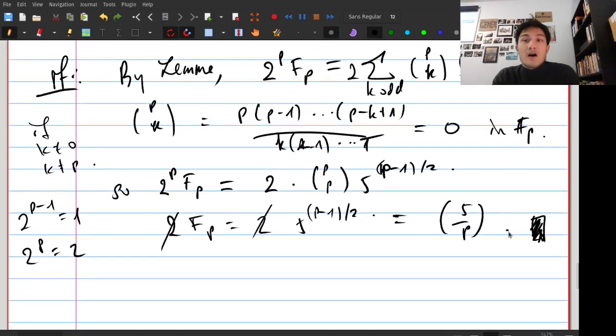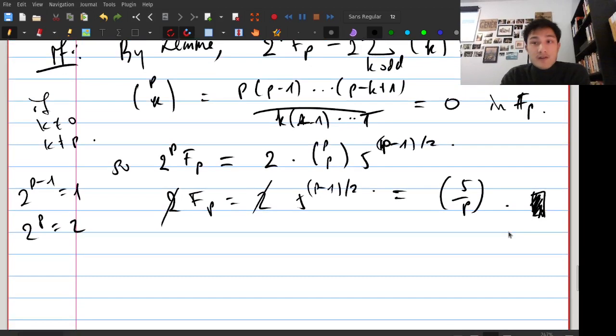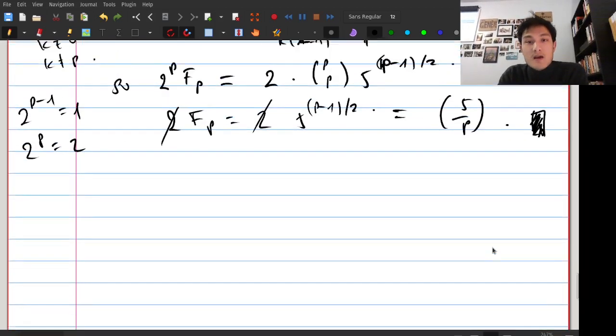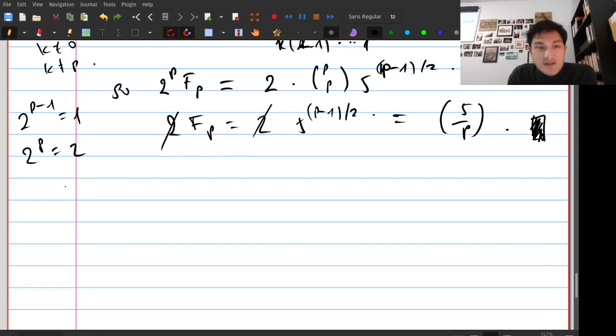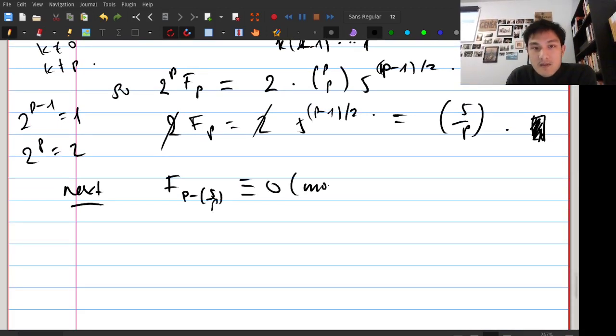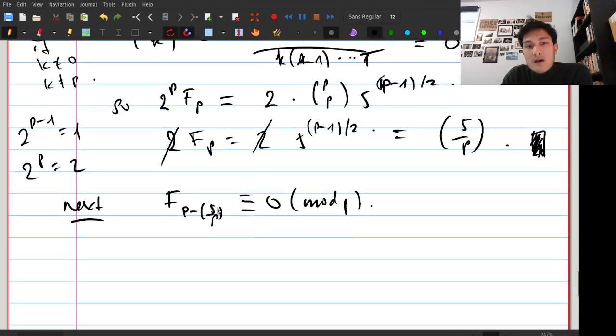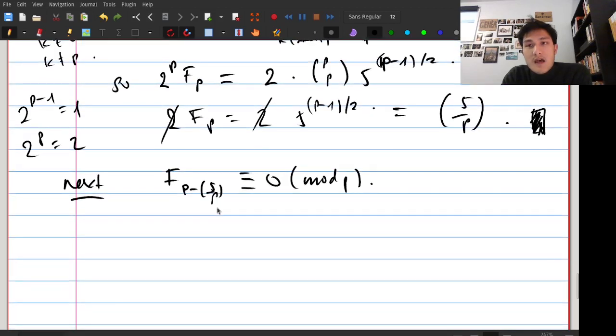Now, I just want to have a little note. So we're going to prove the other thing next, the one that shows that something's a multiple of p. So next, we want to show that f of p minus (5/p) is congruent to 0 mod p. We want to show that. So this is a number that's plus or minus 1, unless p is 5.